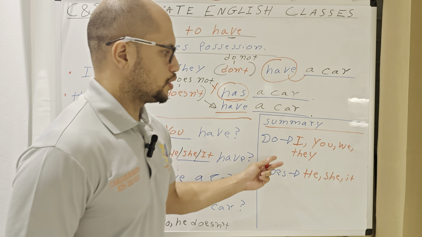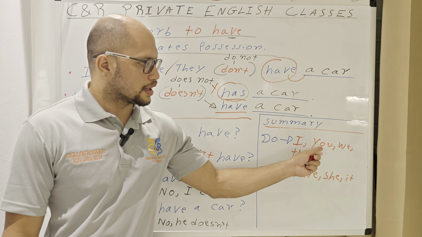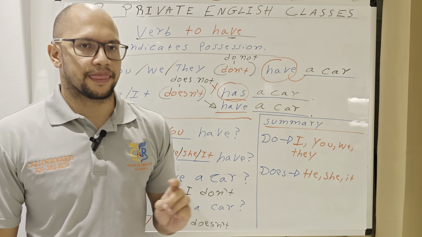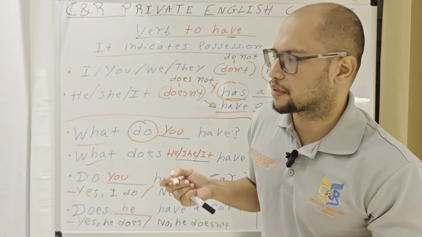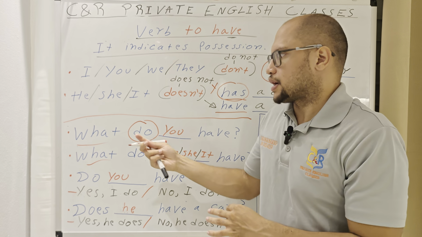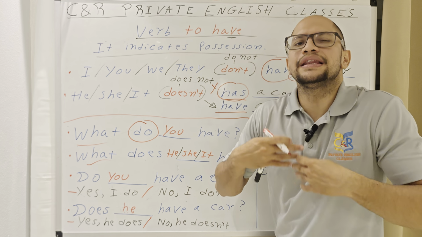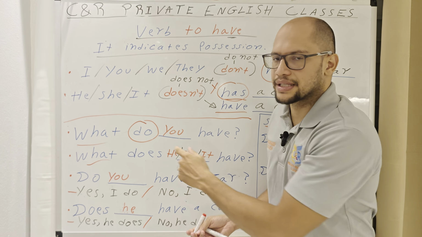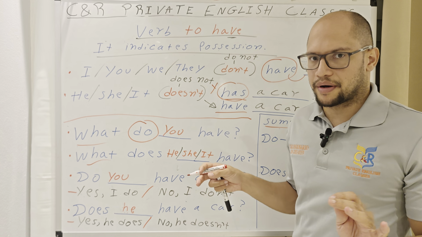Here I have it for you. For making the questions: do, with I, you, we, they. Do in this case is an auxiliary, an auxiliary to make questions. You use do because it is a question. The verb is have. Do is to indicate that this is a question. So what do you have? I have a table, I have a cell phone, I have a television, etc.